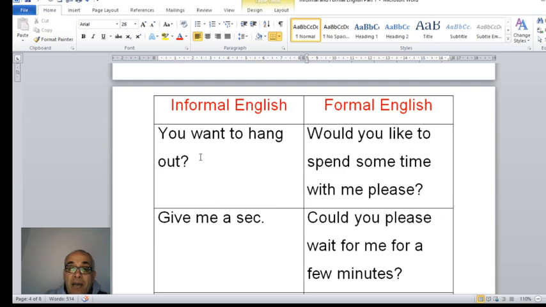We want to hang out is informal. Formal, would you like to spend some time with me, please? So we use would, which is polite, and we use spend some time. We don't use hang out. Hang out is informal. If you use a verb and a preposition after it, this is informal.